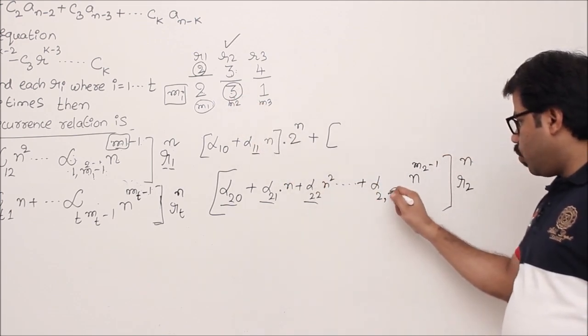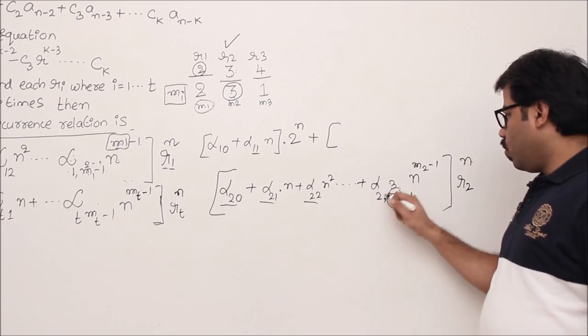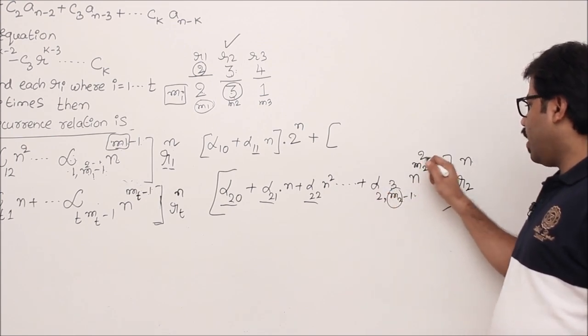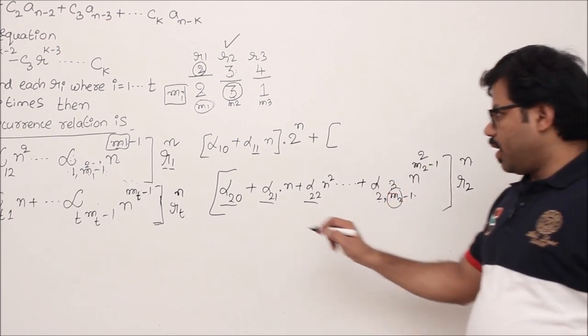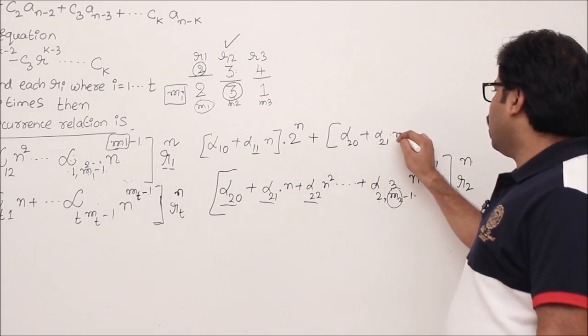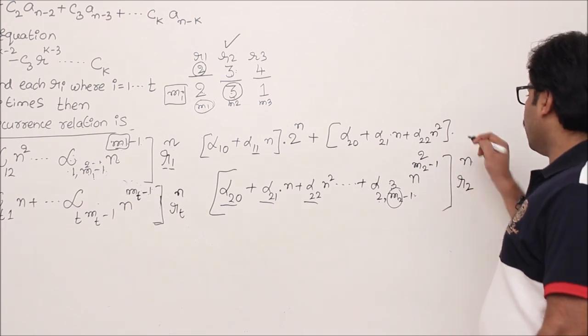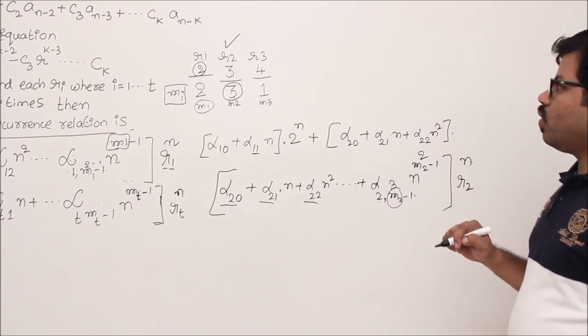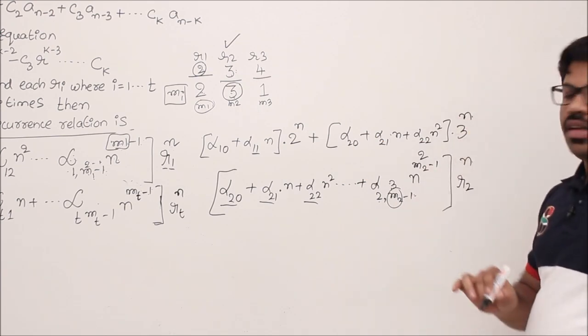Let's substitute the m2 value 3. Then this becomes 3 minus 1, which is 2. Then alpha 2,2 into n power 2, correct? That means we have to go up to alpha 2,2 into n square. So let me write it: alpha 2,0 plus alpha 2,1 into n plus alpha 2,2 into n square, into r2 power n. What is the second root here? 3 power n. That's it.